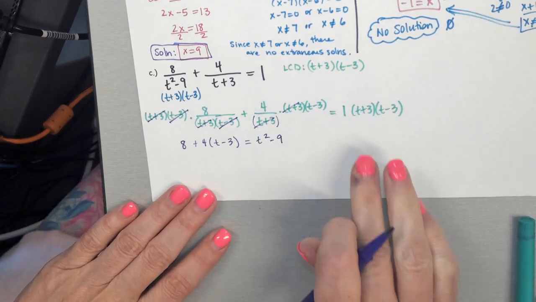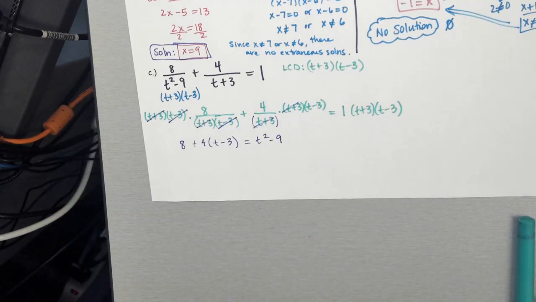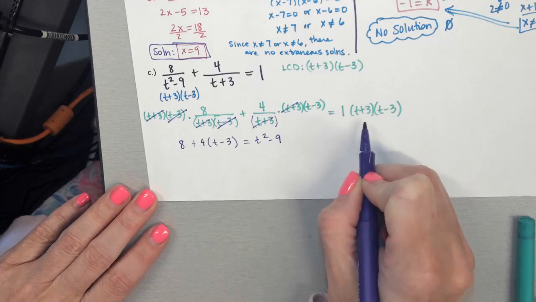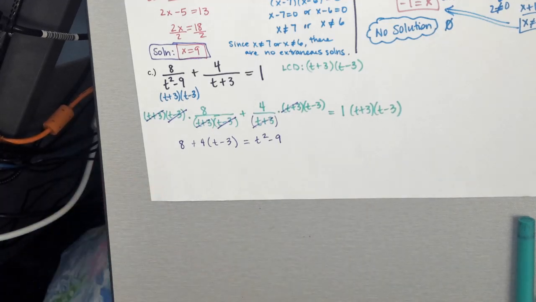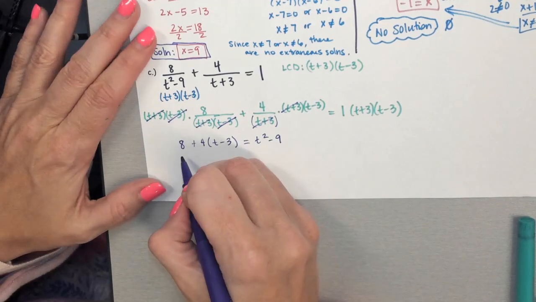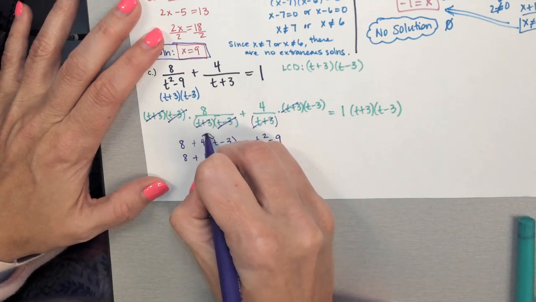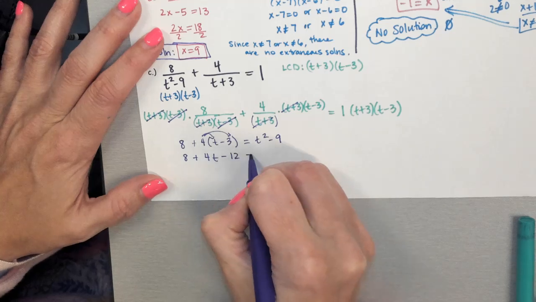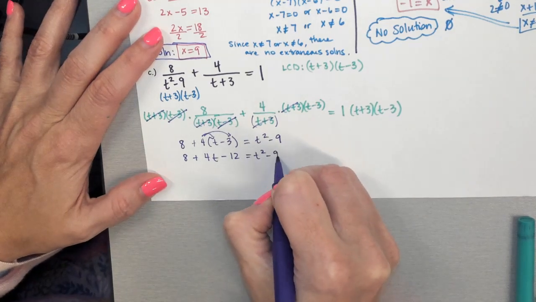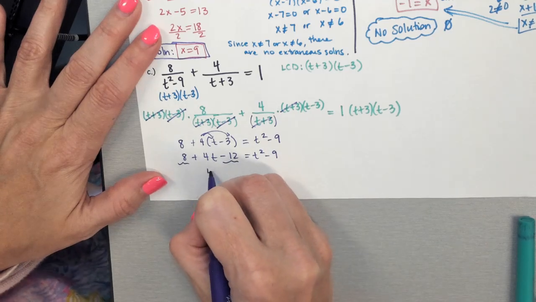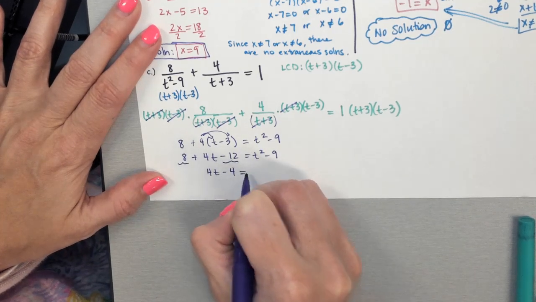When you multiply two binomials, you FOIL. So t times t is t squared. 3t minus 3t is going to cancel. 3 times negative 3 is negative 9. And then we are going to distribute the 4. We're going to combine our like terms. So I have 8 minus 12, which is negative 4.